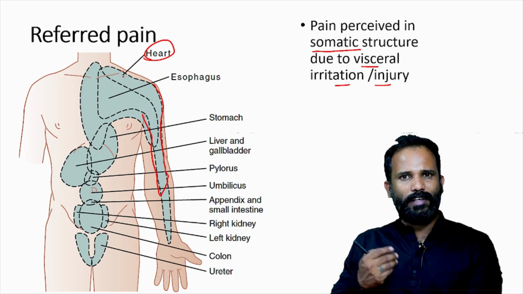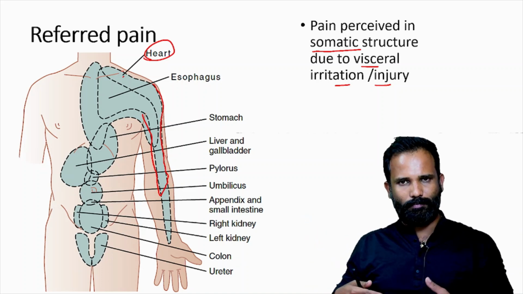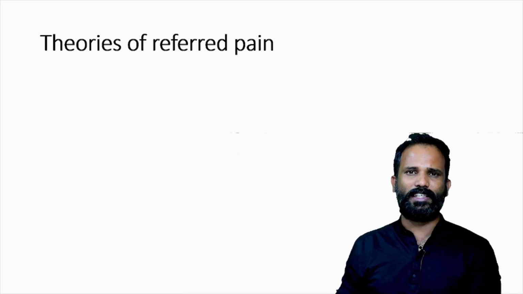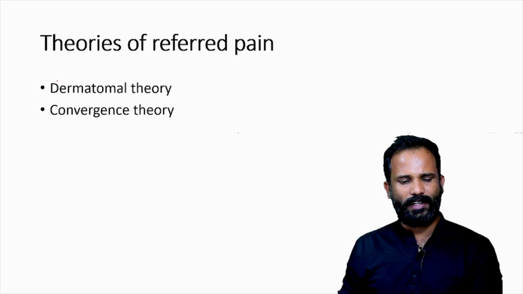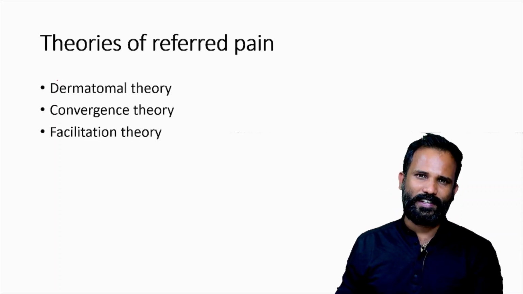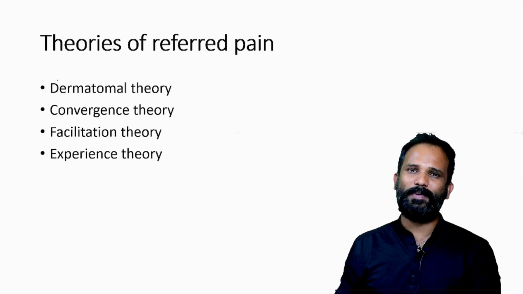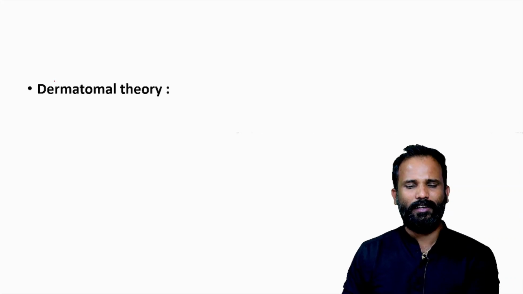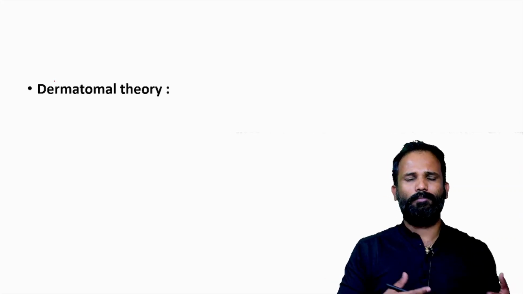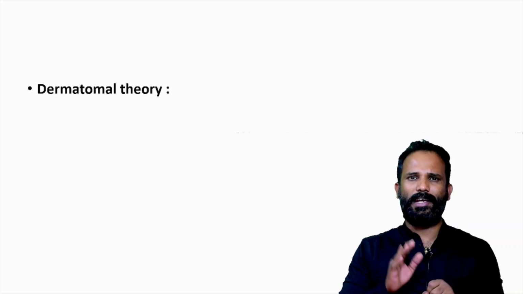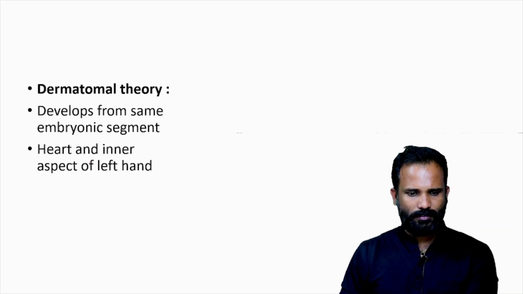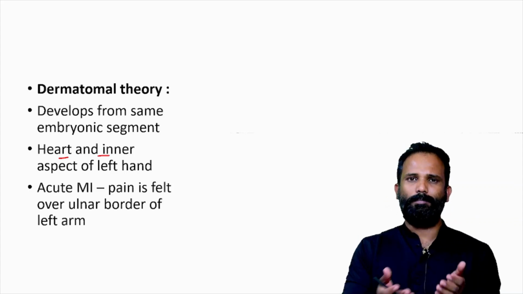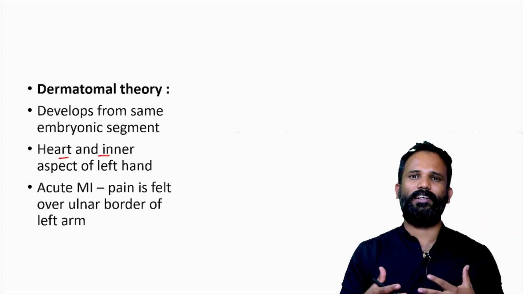And why so? Why is the pain not presented deeply? Why is it presented in a somatic structure? There are some theories which explain this: one is the dermatomal theory, two the convergence theory, three the facilitation theory, four the experience theory. So what is this dermatomal theory? It says that from the embryo, both the structures are derived from the same dermatome, like the heart and the inner aspect of the left hand. That's why pain is felt over the ulnar border. So they are from the same dermatome.